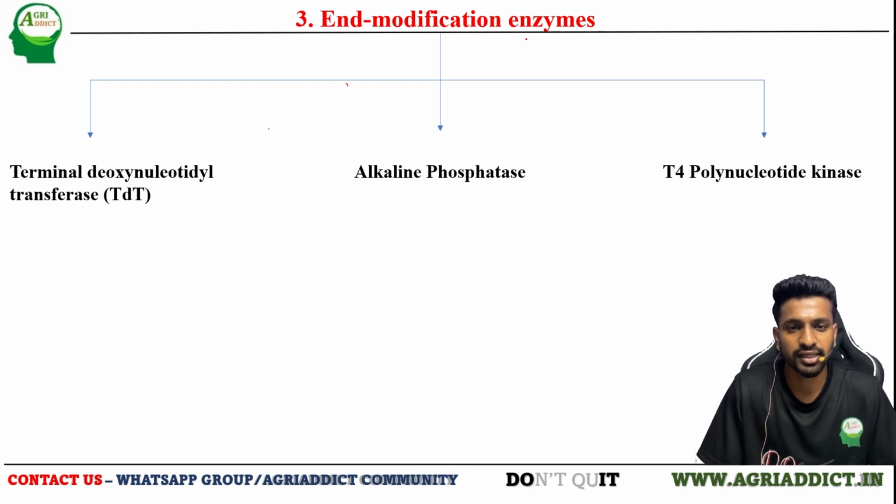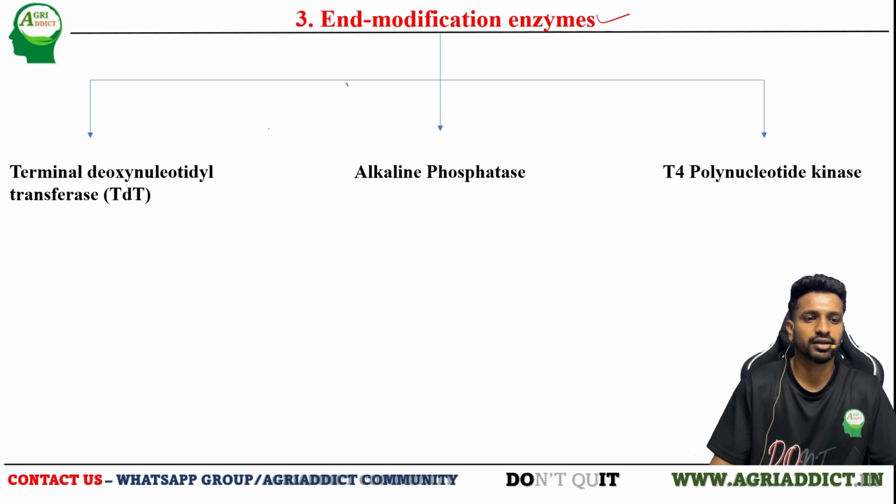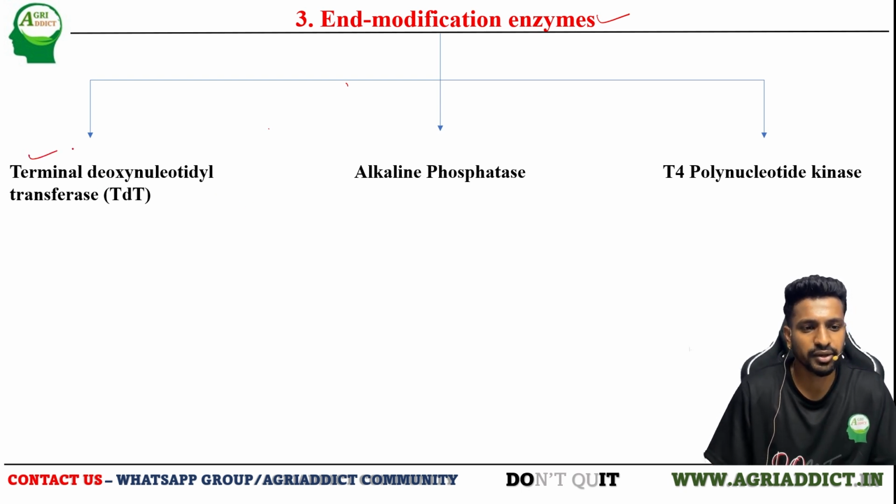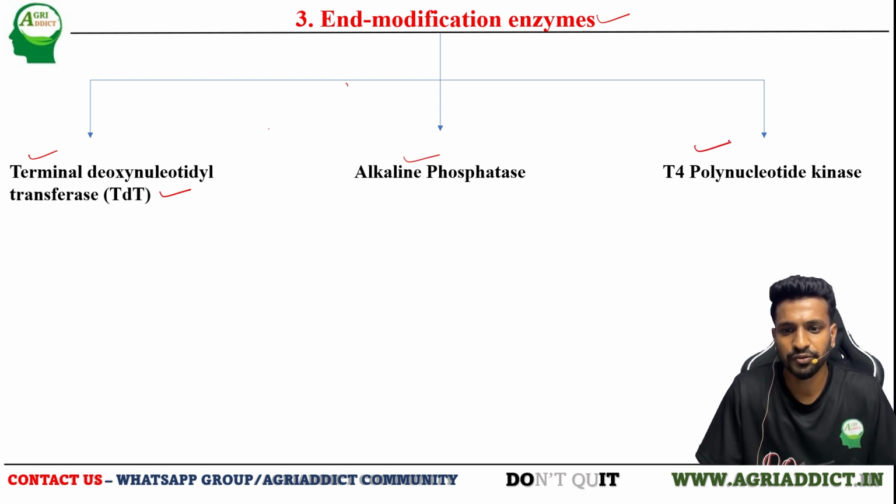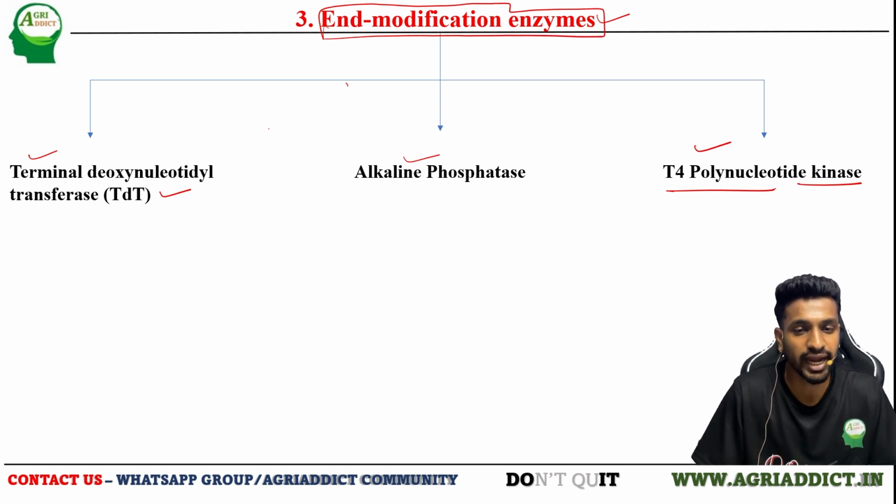Next one, the third category of enzymes which I told you is end modification enzymes. This is also very simple to understand. See, the first enzyme is terminal deoxynucleotidyl transferase, TdT, the second one is alkaline phosphatase, and the third one is T4 polynucleotide kinase. These have different functions, but all of them have a similar role. That means they modify the ends of the DNA sequence. That is the common thing between these three different enzymes.